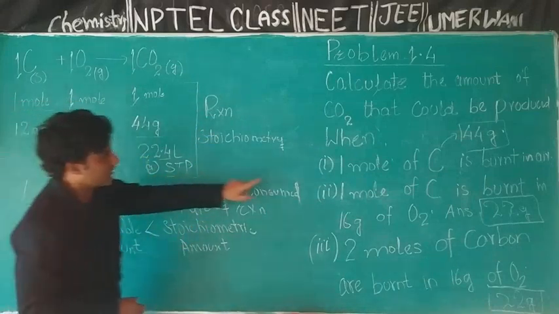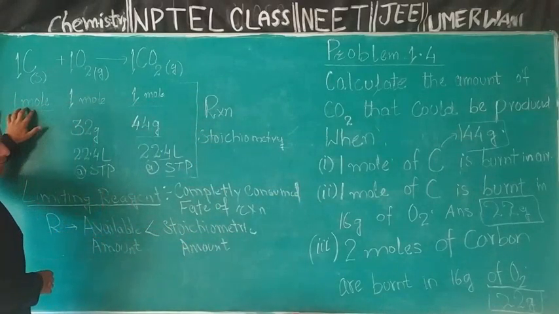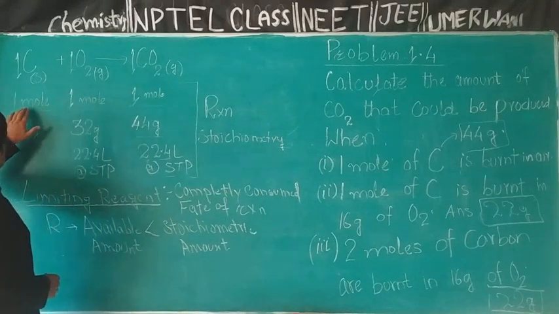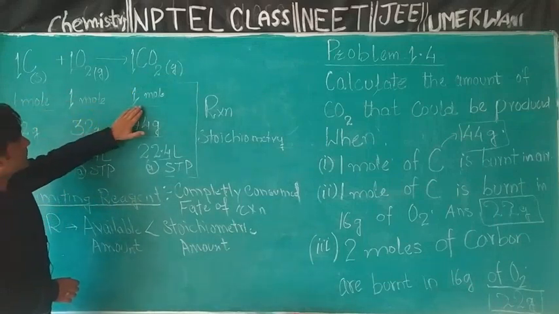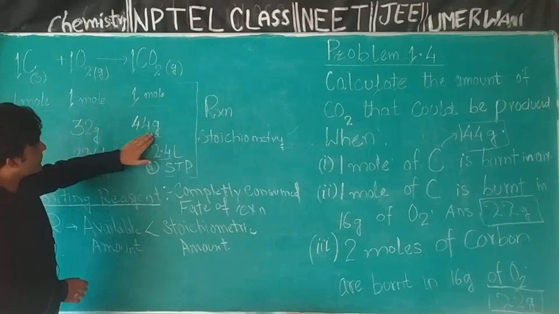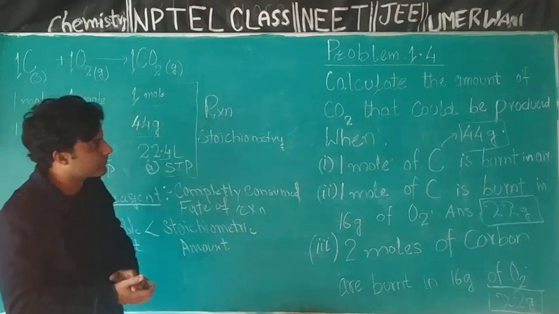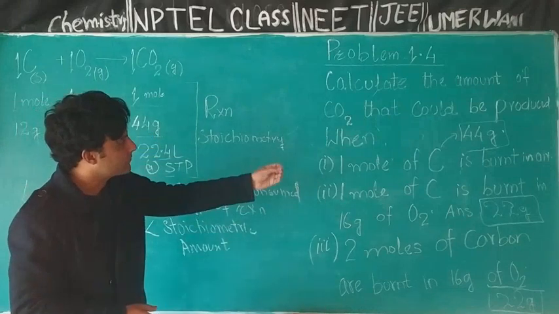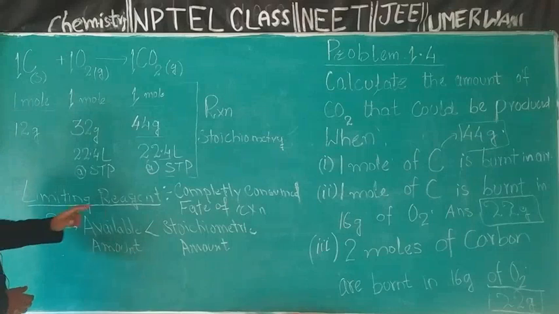For part first, what I did, in part first, it is given that 1 mole of carbon is burnt. We needed to answer how much carbon dioxide will be produced, and reaction stoichiometry answers it. For 1 mole of carbon, 1 mole of carbon dioxide is produced, or 44 grams of carbon dioxide are produced, or 22.4 liters of carbon dioxide are produced at STP. Therefore, answer of part first in terms of mass is 44 gram.